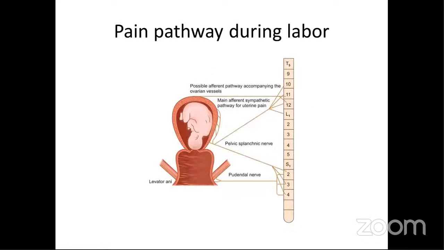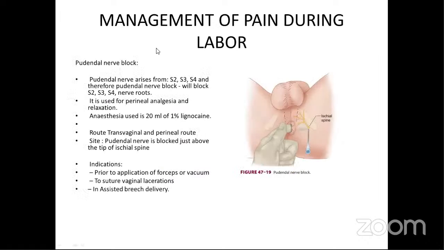Now coming to the pain pathway during labor, which is also very important. The most important pathways include the pelvic splanchnic nerve, which carries S1, S2, S3, S4, even the pudendal nerve, as well as L1, T12, and sometimes up till T10. So these are the different pathways of pain during labor. Management of pain during labor is another important aspect that you have to learn.